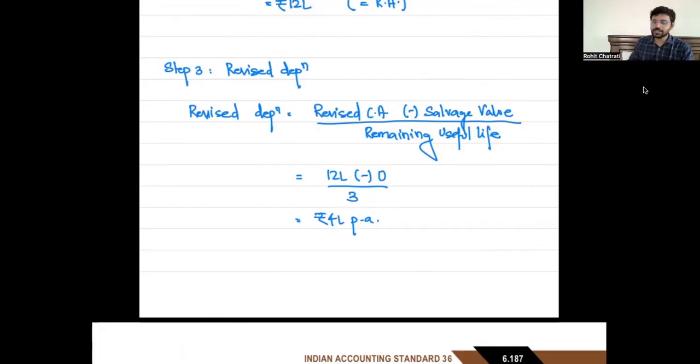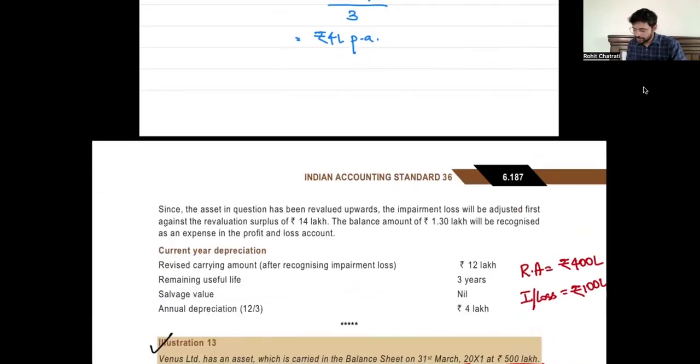All right, if there was a salvage value of 50,000, then the asset's carrying amount at the end of its useful life should be equal to 50,000. At the end of a useful life, the asset's value should always be equal to its salvage value. Because the salvage value is 0 in this case, we're bringing down the asset to its 0 value.